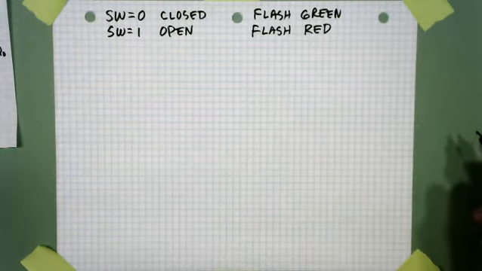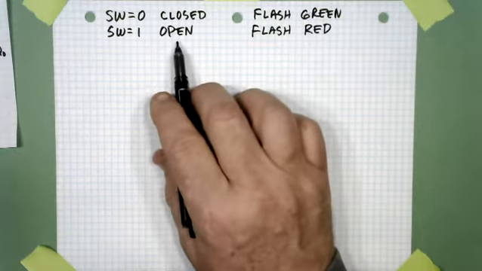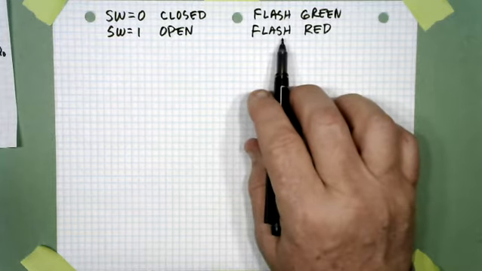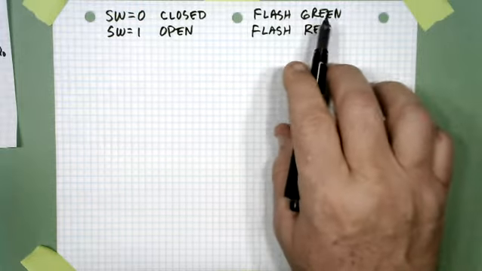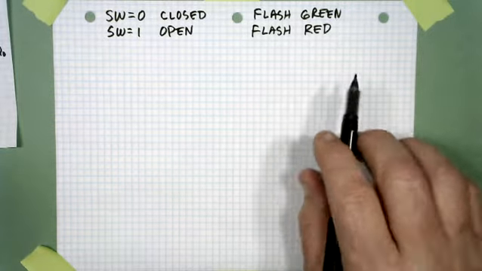Makes sense. Now, if this was a real condition, if a door opened that was never supposed to be open, you'd probably have it flash red and just stay red, right? Maybe even sound an alarm. But we're going to keep it simple. So if the door is closed, we're going to flash green. If it's open, we're going to flash red.